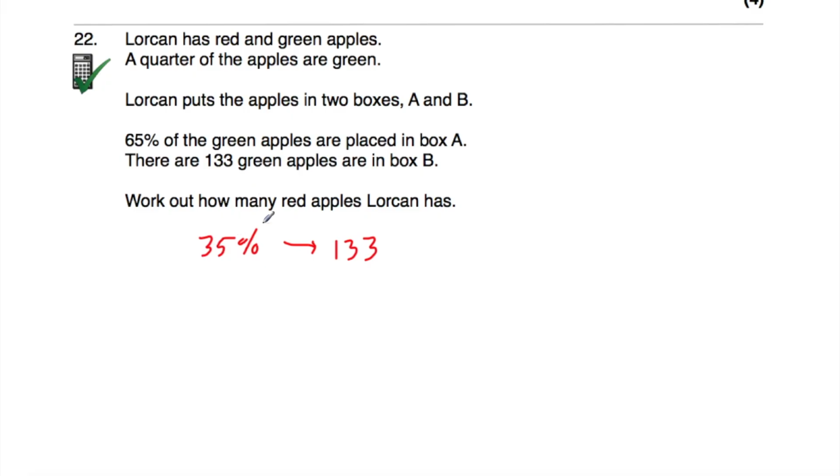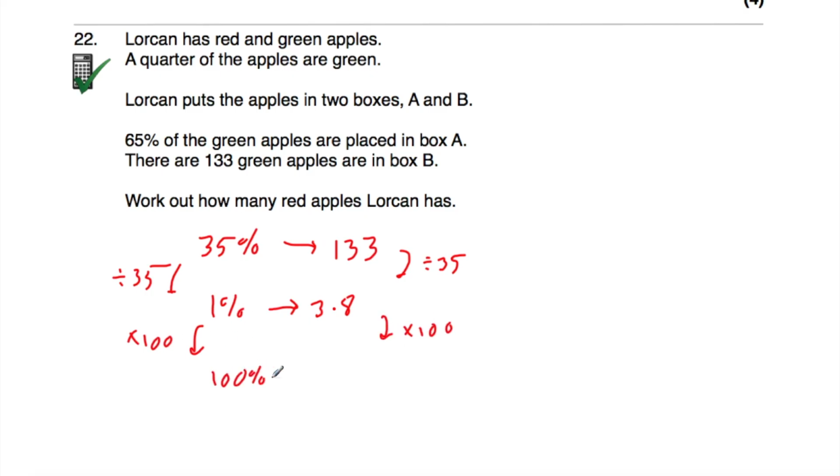So let's find out how many green apples there are altogether. So let's find 1%. So let's divide by 35 and divide by 35. So we get that 1% is equal to, and then on our calculator, 133 divided by 35 is equal to 3.8. And now we'll times by 100 and times by 100. And we'll get that 100% is equal to, and 3.8 times 100 is 380. So there's 380 green apples altogether.